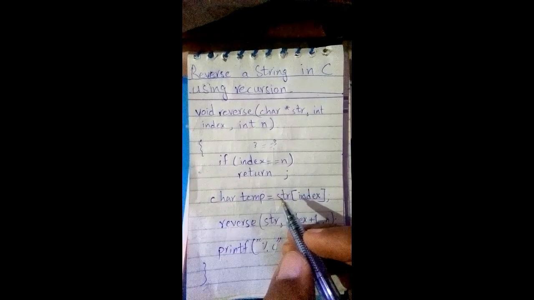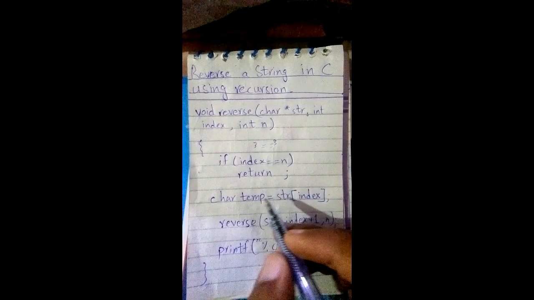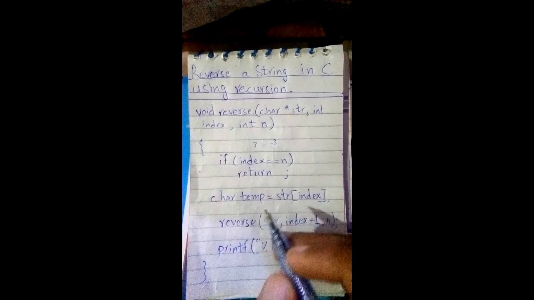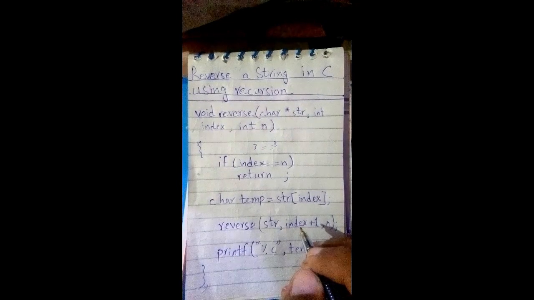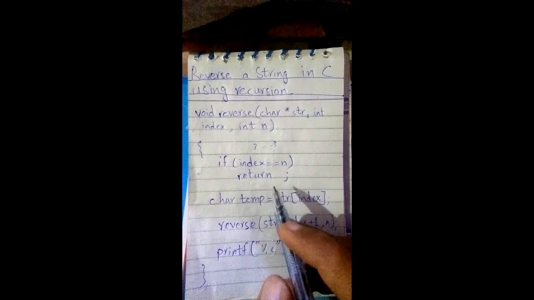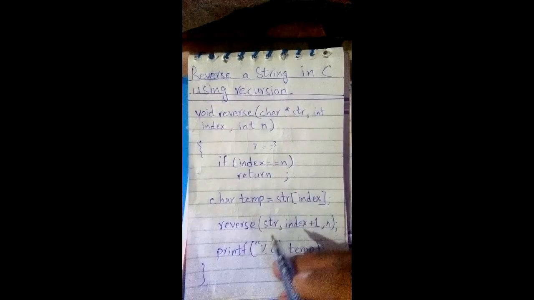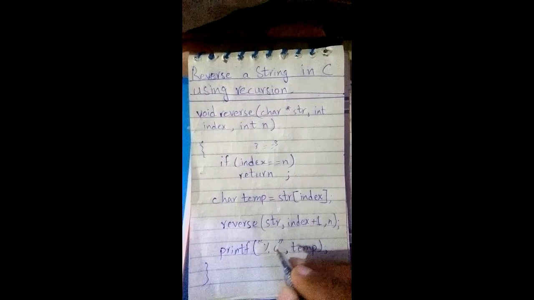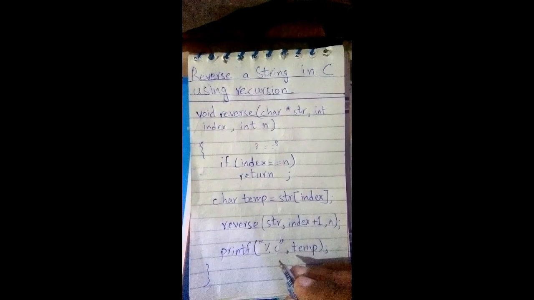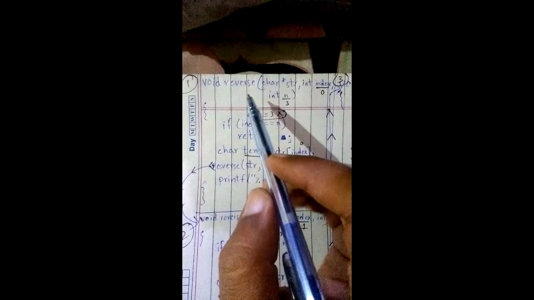If not, then a specific character will be stored in temp and recursion will continue to move to next index. When this return calls, then there will be print function in place which will print characters in reverse order C, B and A. Now let's look at how this function actually works.